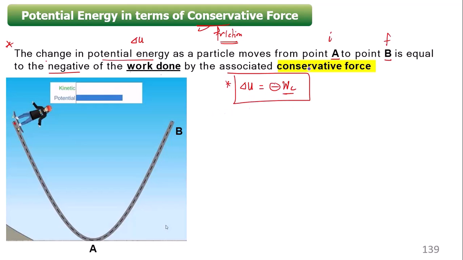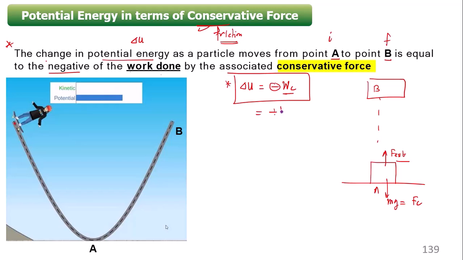Now, once I am saying conservative force, let us say there is a particle. I have to raise the particle from point A to point B. That means the conservative force mg is acting downward, and in order to move the particle, I have to apply an external force. So the work done by the external force is nothing but the negative of the work done by the conservative force. So I can also write it as plus the work done by the external force.